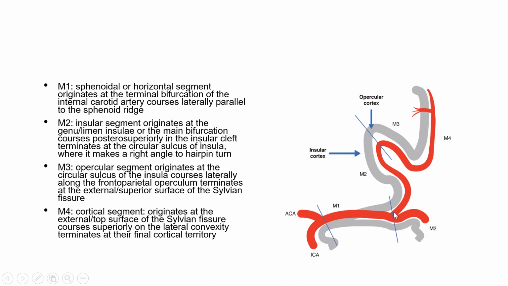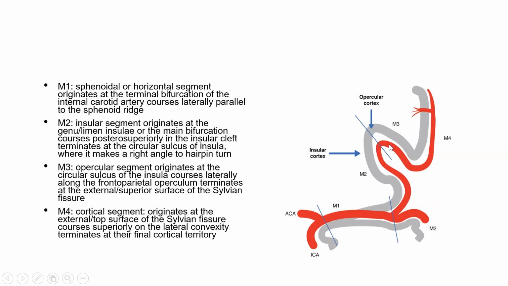And then comes this M2 segment. This is the insular segment that originates at the genu, or the limen insulae, or the main bifurcation, and courses posteriorly in the insular cleft and terminates at the circular sulcus of the insula, where it makes a right angle or hairpin turn. You can see over here, it is going into this insular segment, and again you can see it making this hairpin turn, and then comes this M3 opercular segment.